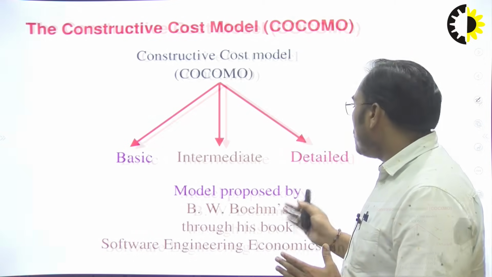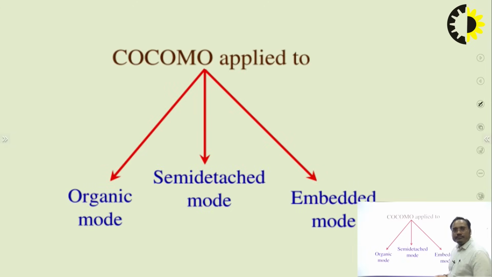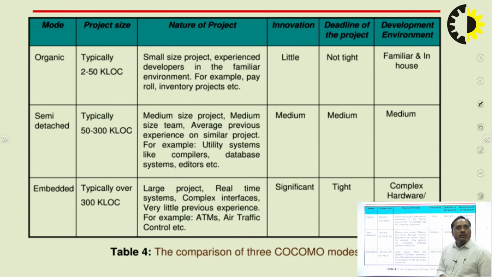The model was proposed by B.W. Boehm, and it came into the market in 1981. So what is the COCOMO model, that is, the constructive cost model? It is basically applied for the organic model, semi-detached model, and embedded model. So how will you use the model for different modes?